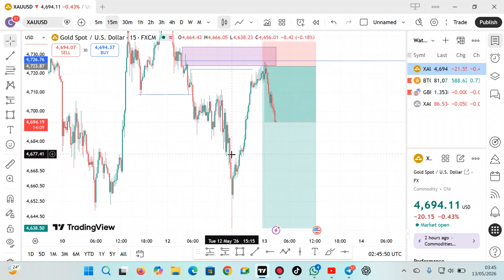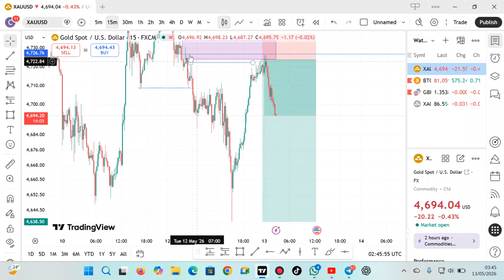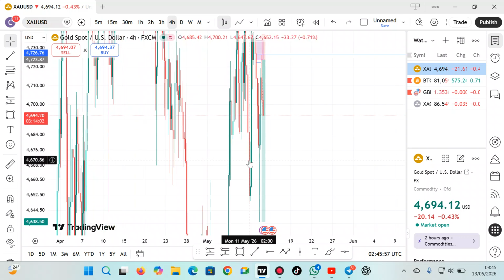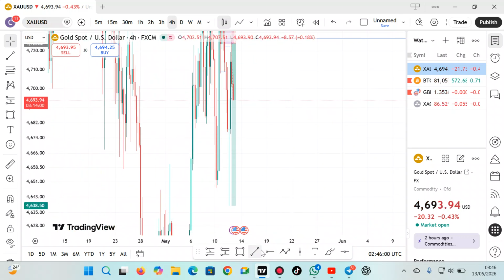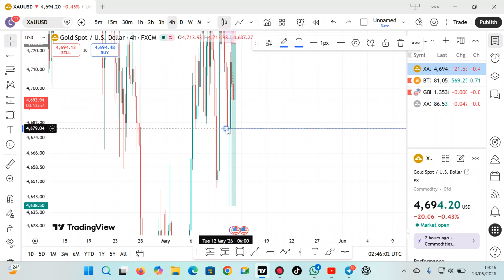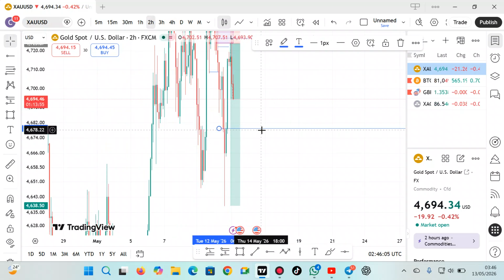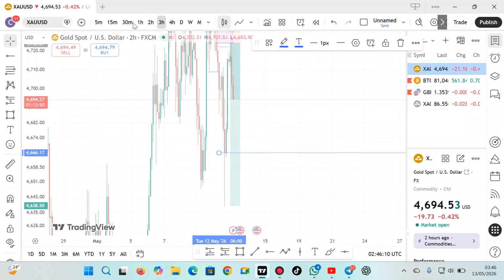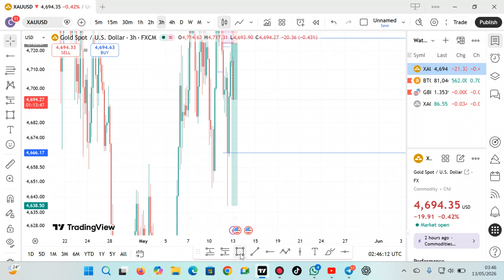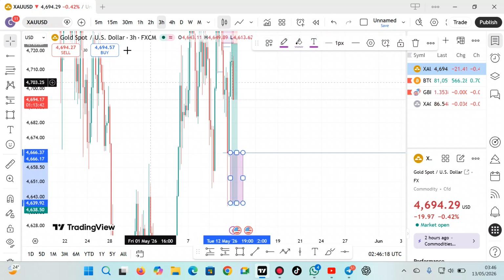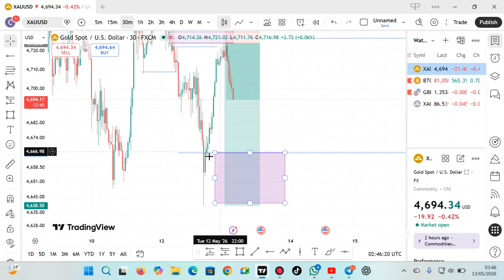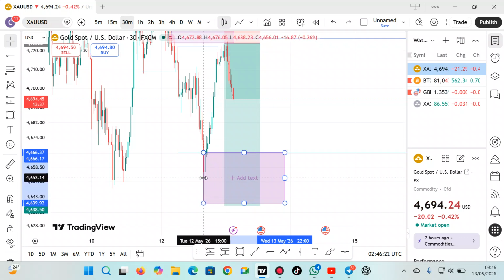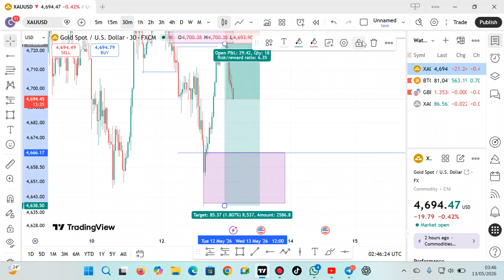Now, the overall trend of this market is bullish, right? But the market is selling, right? Now, if this market is selling and we want to buy, now this is a POI to buy. Yeah, this is a POI to buy this market, right? Let me remove this one.